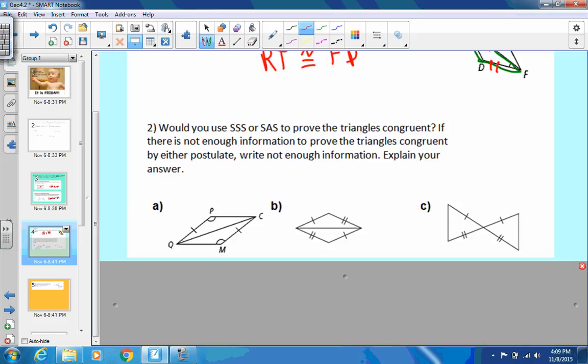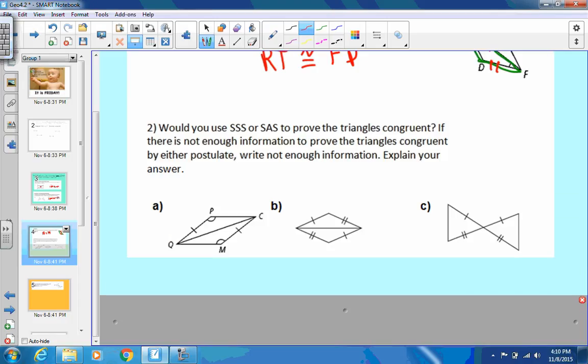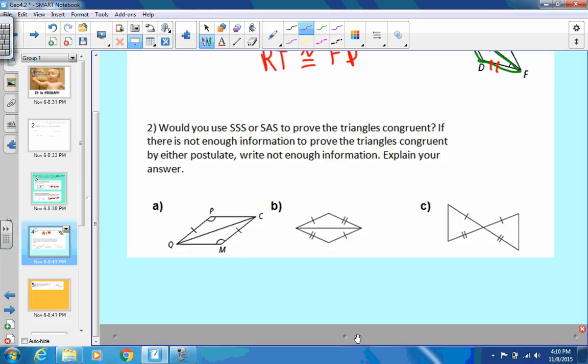Number 2 here, it says, would you use side, side, side, or side, angle, side to prove the triangles are congruent in the examples below? If there's not enough information to prove the triangles are congruent by either of those postulates, just write that there's not enough information and explain your answer. So I'll do the first two with you. You can figure out the last one on your own.